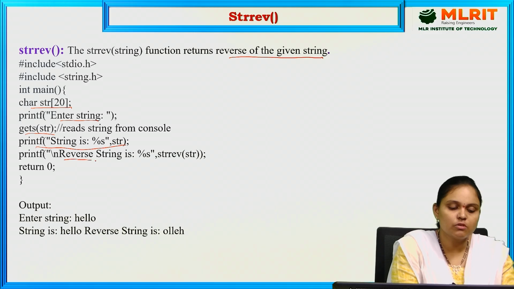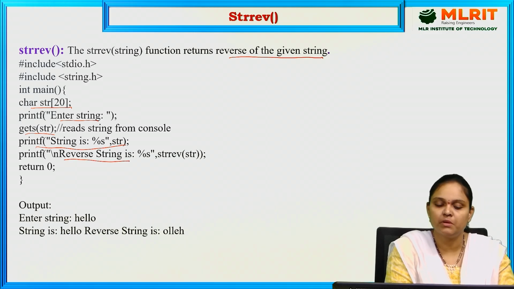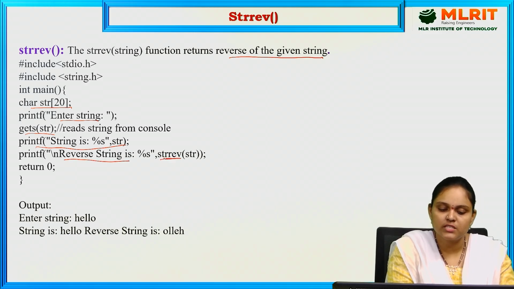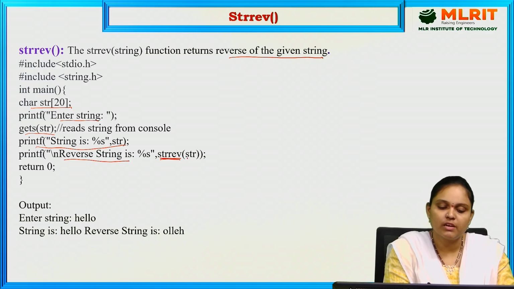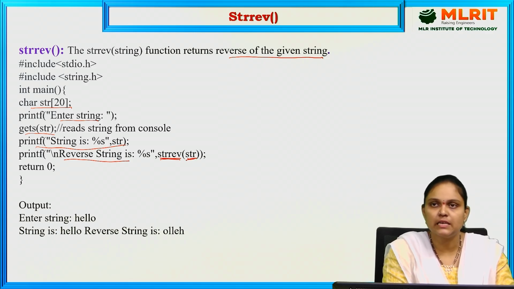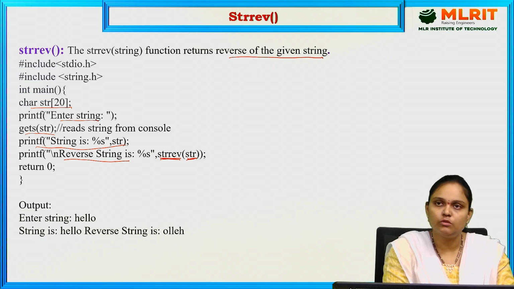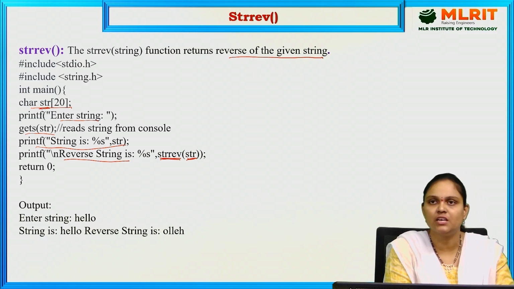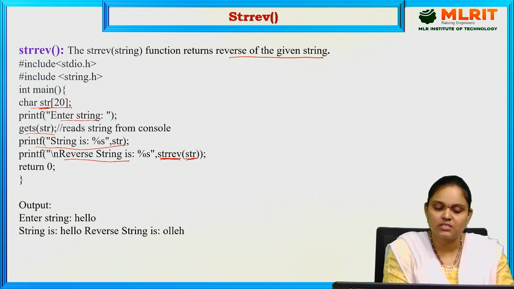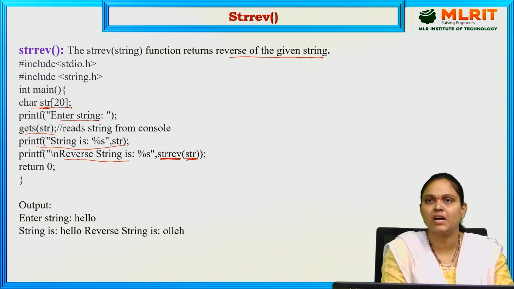And the next, the reverse of the string, by using the printf statement. Here we are using the function strrev, the reverse function, and to this we have passed only a single parameter, that is str. Whatever characters we have in the str string, that is what we want to reverse. That is the reason why in this string reverse function I have passed str as a parameter.